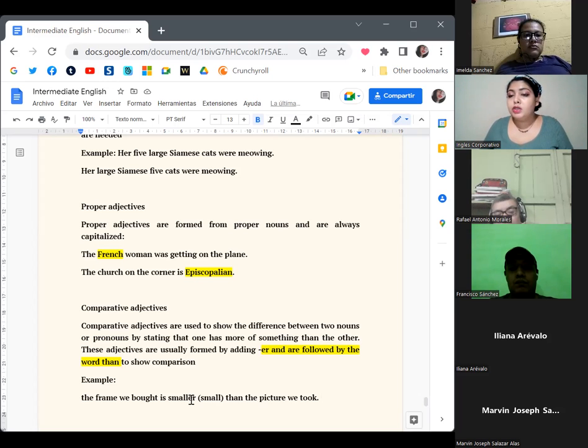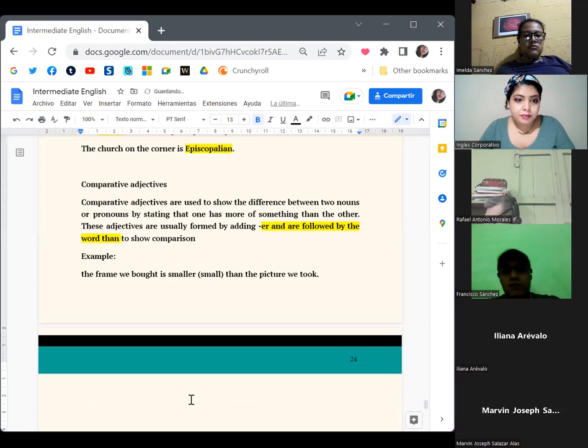So in that case, we are making a comparison between two things. So in that case, we are going to add er at the end of the adjective, and then we are going to use than because they are together. So the comparative adjective smaller is showing the difference between the frame and the picture.